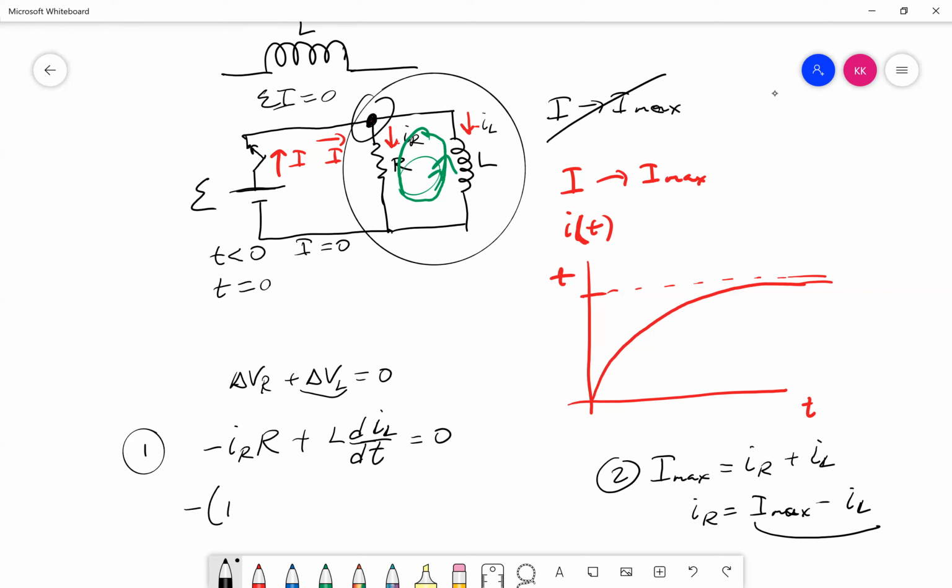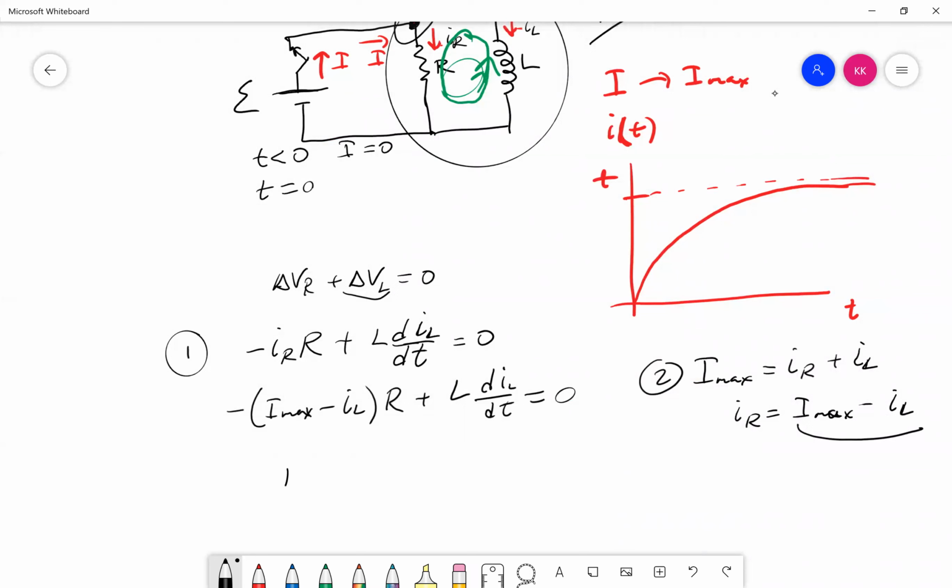So it's going to be negative (I max minus current through the inductor) times the resistance, plus L times dIL/dt, and this equals 0. Now if I rearrange, L dIL/dt equals negative... well, the negative goes to the other side and becomes positive. So it's going to be (I max minus IL) times the resistance.